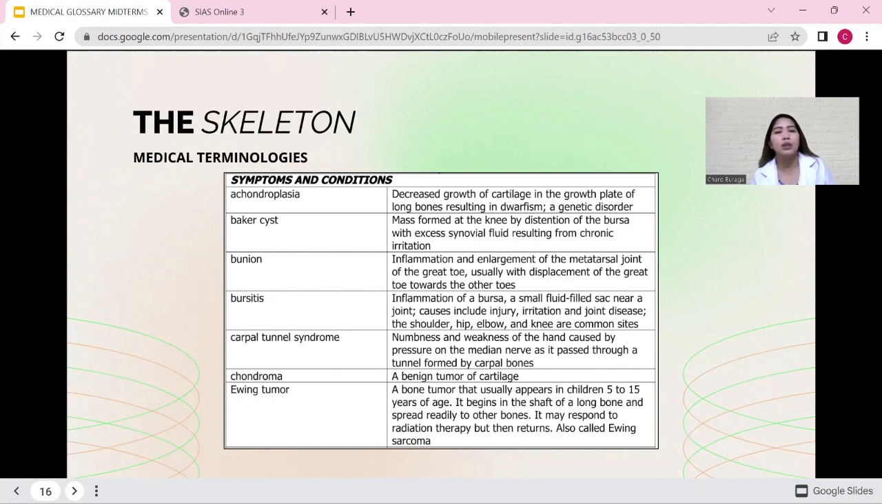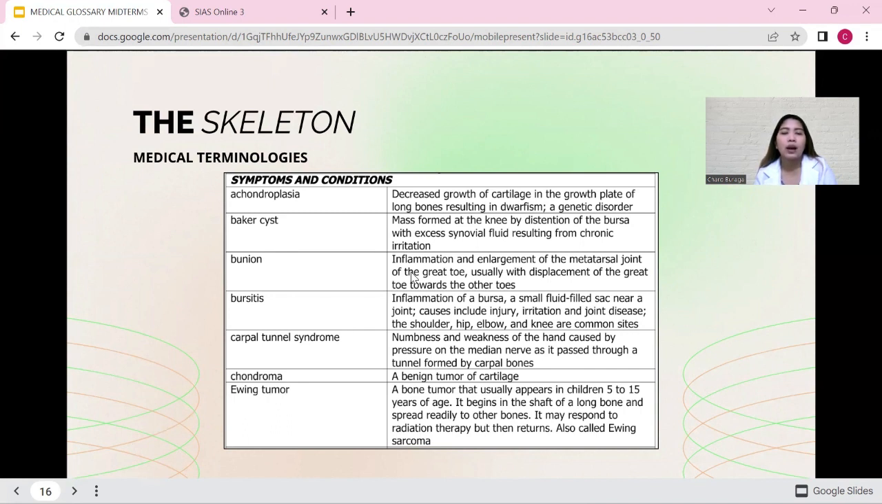Okay. Another medical terminologies, the symptoms and the conditions. Under the symptoms and conditions, the achondroplasia, decreased growth of cartilage in the growth plate of the long bones resulting in what? Dwarfism. So this is a genetic disorder. It is because of achondroplasia.